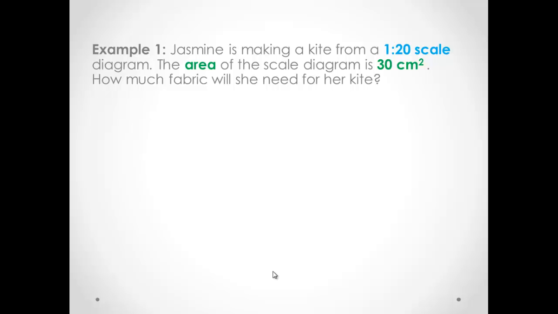It says Jasmine is making a kite from a 1 to 20 scale diagram. The area of the scale diagram is 30 centimeters squared. How much fabric will she need for her kite? So we notice we have the scale, which is highlighted in blue. So let's see what we can do with that. First of all, if it's a ratio of 1 to 20, we can turn that into a fraction, or we may want to work with a decimal. That might be easier for us to work with in the question.